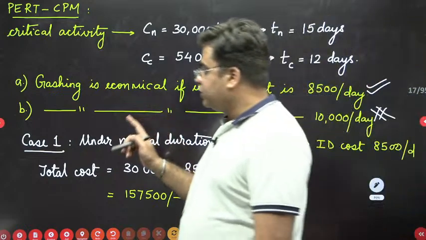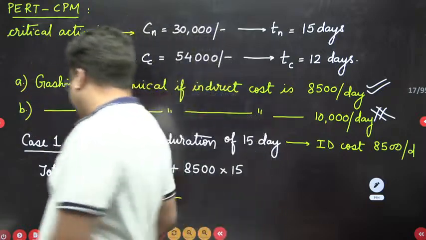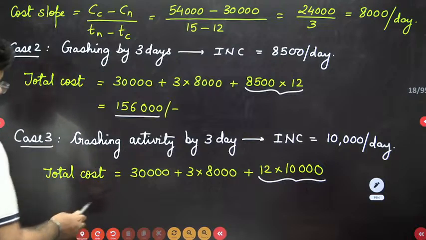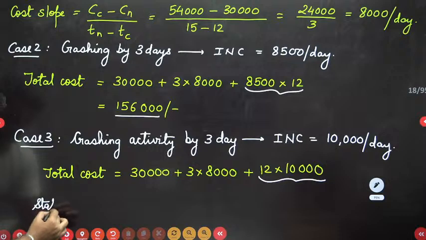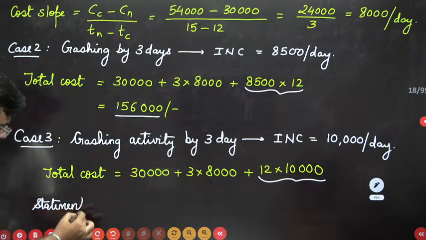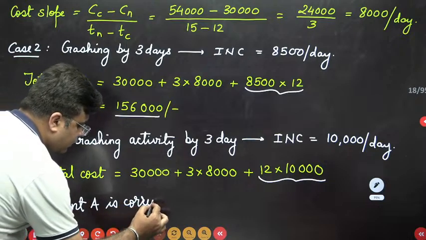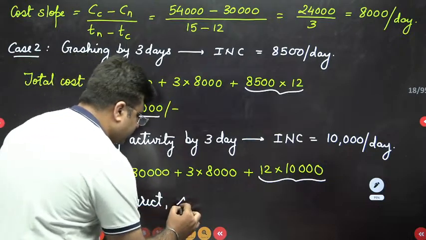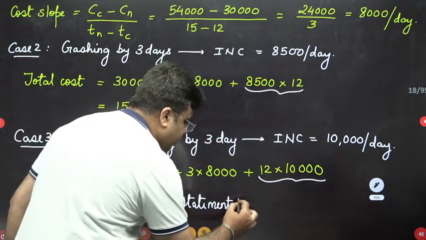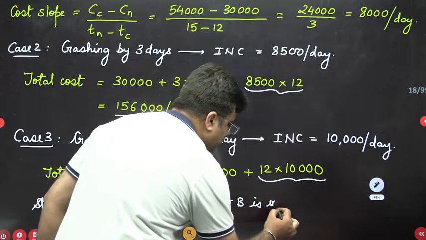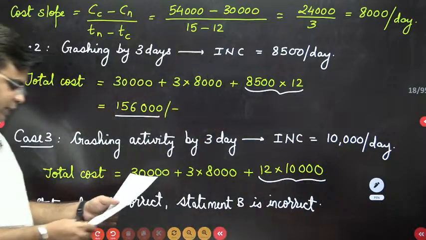Okay, so for this question, your statement A is the correct statement and statement B is your incorrect statement. So I will write here, statement A is correct and statement B is incorrect. So this is the question from PERT CPM, right? Chalo, let's see the next question.